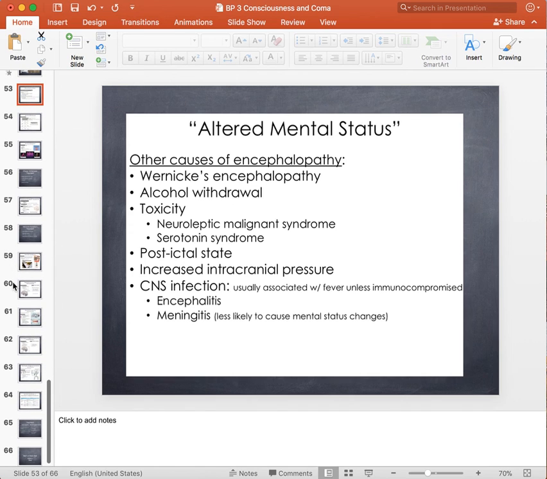So, a lot of different causes of altered mental status. We talked about most of them being sort of toxic, metabolic, infectious problems.